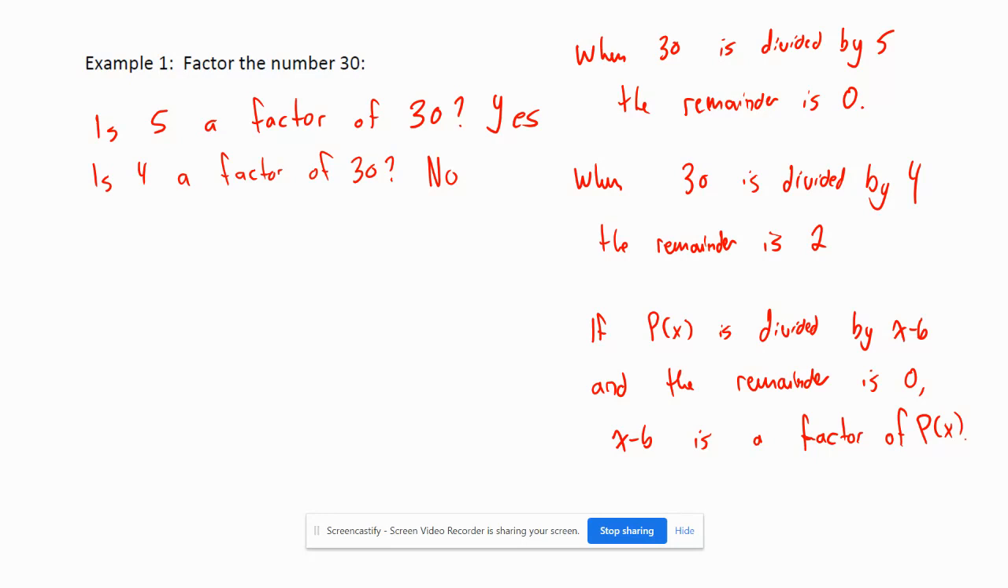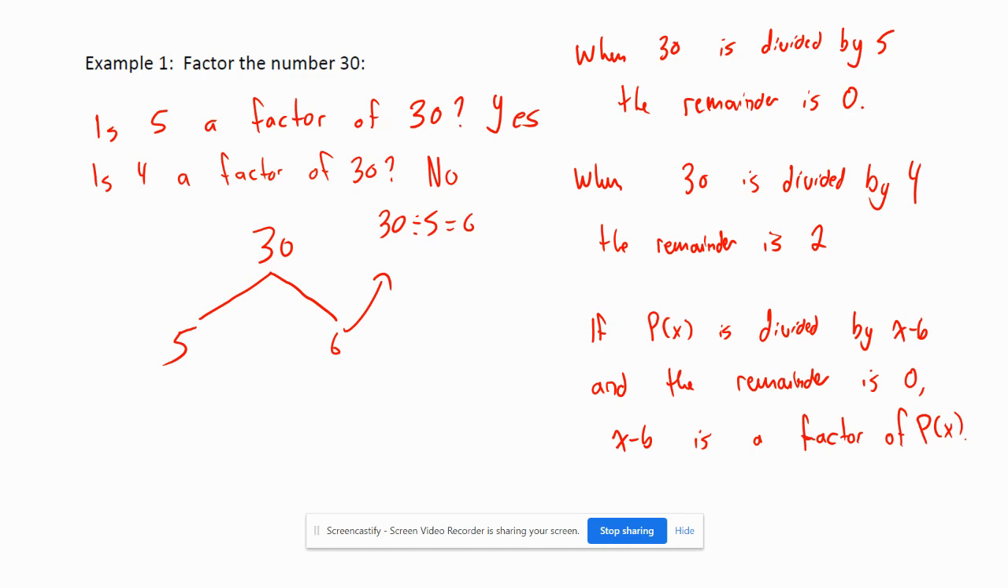So yes, we know that 5 is a factor of the number 30, and we know that because when we divide 30 by 5, the remainder we get is 0. If I have the number 30, we know that 5 is one factor. Well, how do we figure out the other factor? 30 divided by 5 equals 6, which is the other factor. Now, guys, I know this is a very trivial example, but we're going to apply this method to more complicated questions. In other words, the quotient is 6.